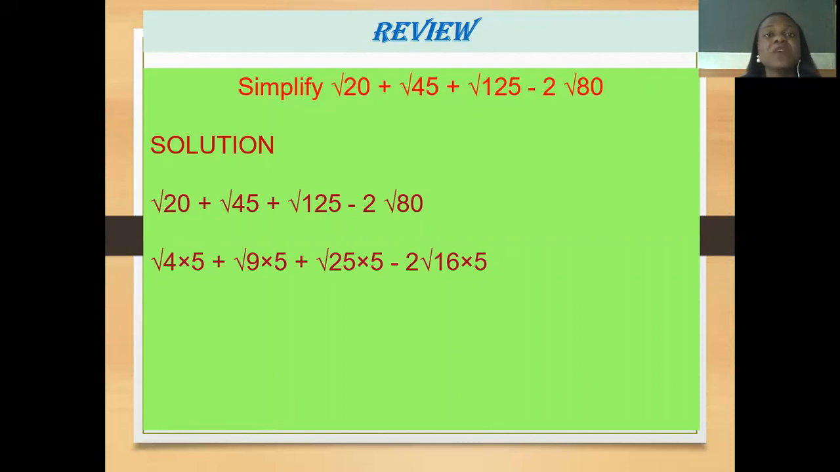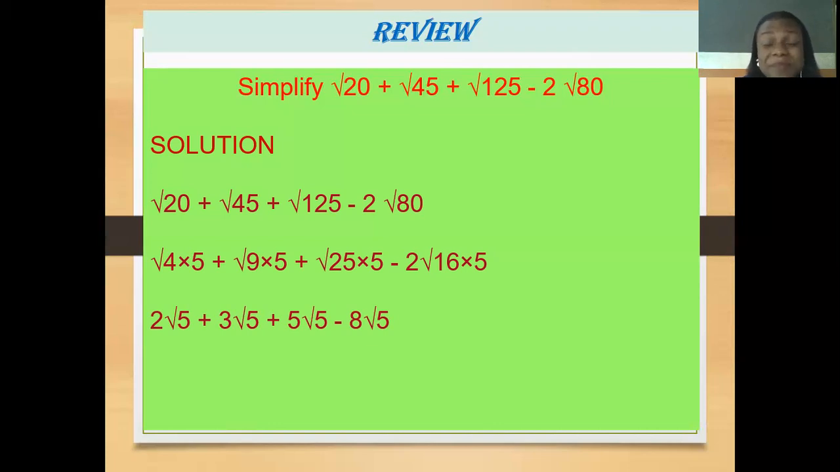We can now simplify by removing the perfect squares from underneath the root sign. So we should have something like this. The square root of 4 times 5 becomes 2 root 5 because the square root of 4 is 2. Then 9 times 5 becomes 3 root 5 because the square root of 9 is 3.